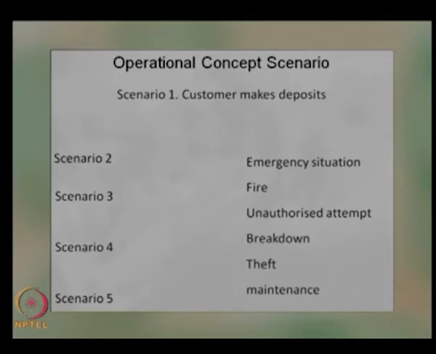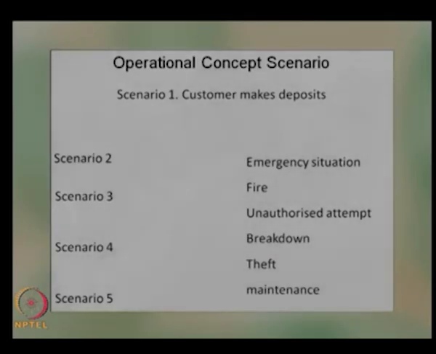So what are the requirements to be provided in the ATM machine, or the external systems which interact with the ATM machine, in order to face an emergency situation, or a fire in the system, or an unauthorized attempt by someone to take cash or to loot the ATM? What should the scenario be, what should the ATM machine do, or how should the software or the external systems react to such a situation? So that can be another scenario.